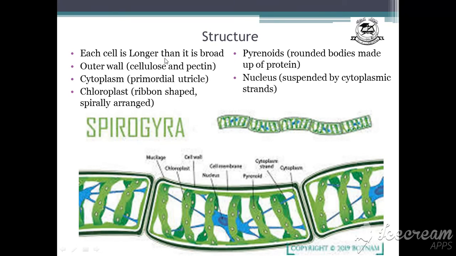Its outer wall is made up of cellulose and pectin substances. Pectin swells up and forms a gelatinous sheet around the whole filament. It also makes the filament slimy. The cell has a parietal layer of cytoplasm known as primordial utricle, which encloses a large vacuole.